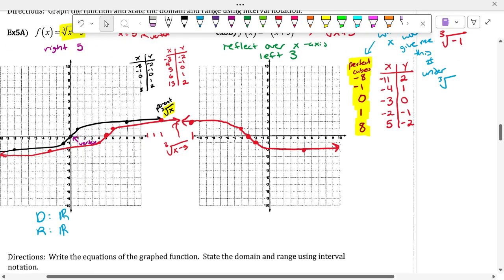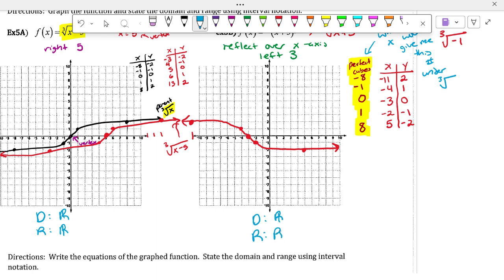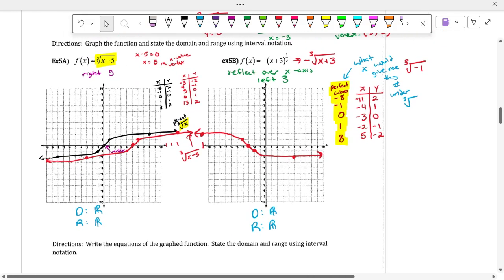All right, real quick, domain and range. It'll be all real numbers for both. So cube root graphs will probably be the easiest thing you ever do with domain and range because it's going to be all real numbers for both every time. It's square roots that you have to worry about. All right, any questions on the graphing side?